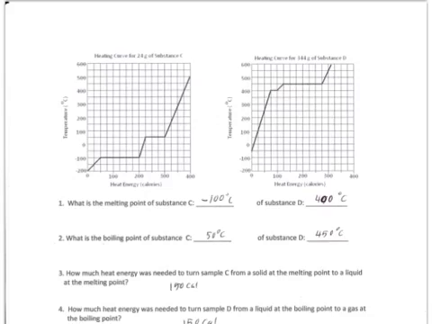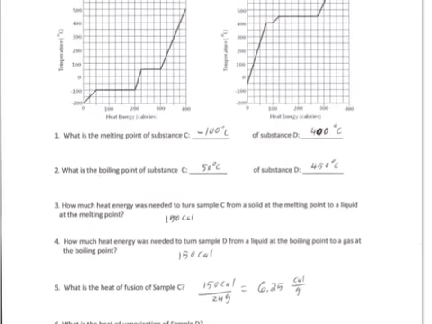For number 2, what is the boiling point? That would be the higher plateaus. In this case it was 50 degrees Celsius. In the case of sample D, it was 450 degrees Celsius. How much heat energy is needed to turn sample C from a solid to a liquid at the melting point? That's how far across this plateau is, and if we count across, going by 25, we get 150 calories. For how much heat energy is needed to turn sample D from a liquid to a gas, that's this much energy here, and that turns out to also be 150 calories.